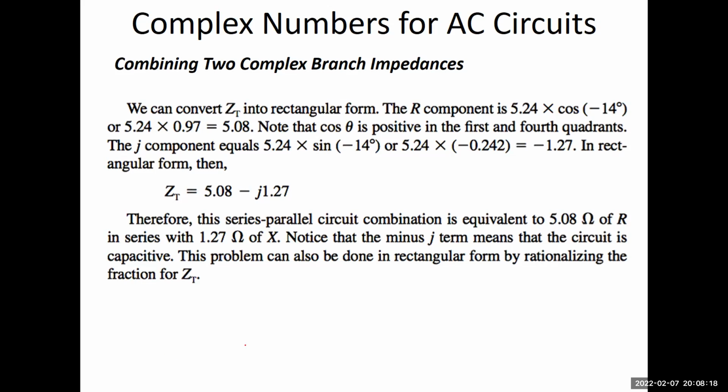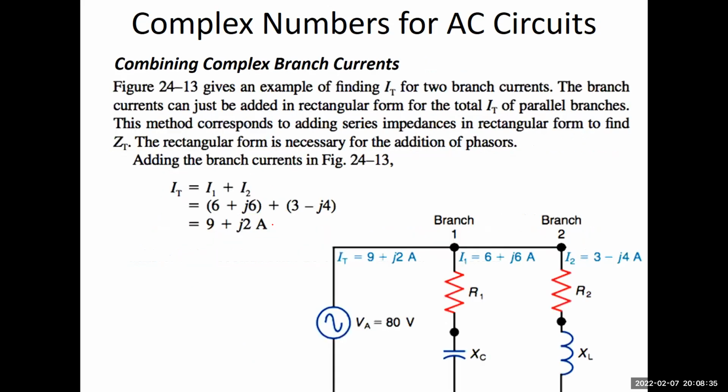Okay? So, ito no? Ito yung kanina. Ito na yung rectangular form. 5.08 minus J1.27. Okay? So, that is now the total impedance of the two complex branch impedances. So, how about taking the total current of two branches, okay? Of two branch or combining complex branch currents, okay?